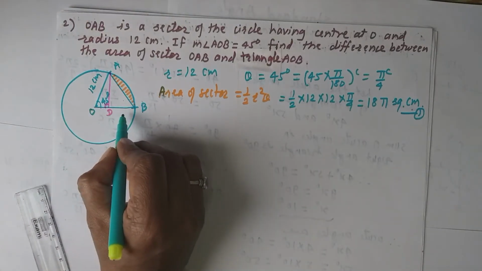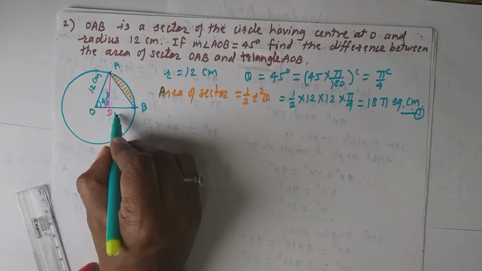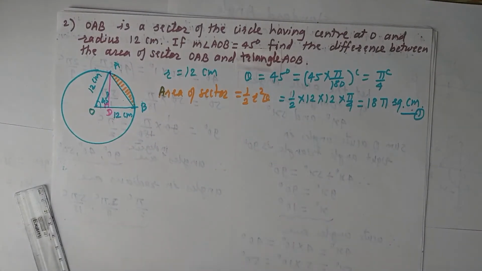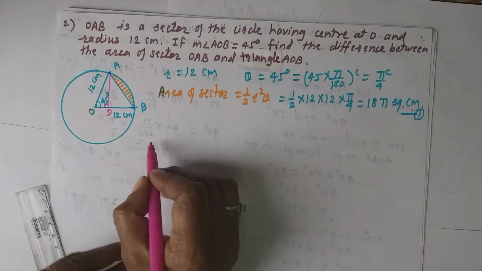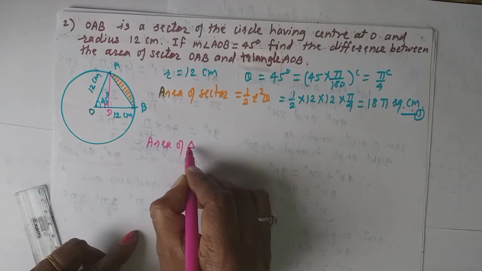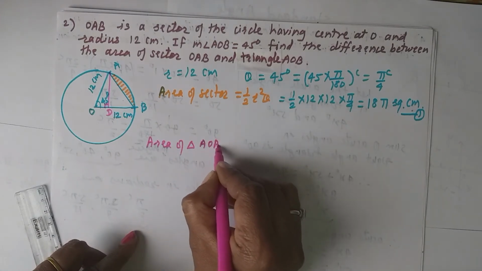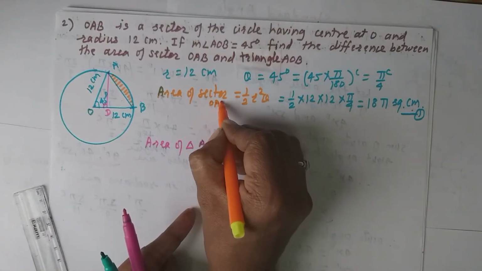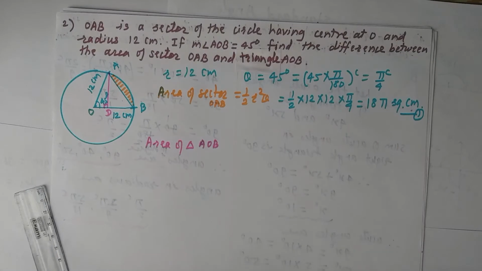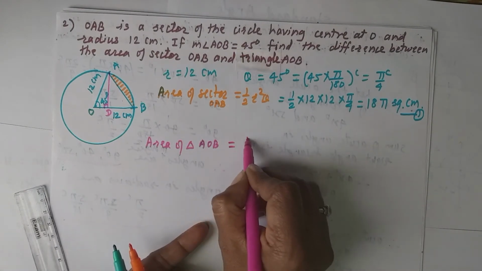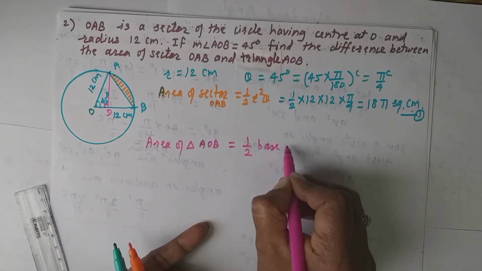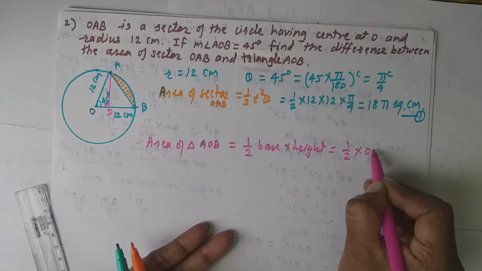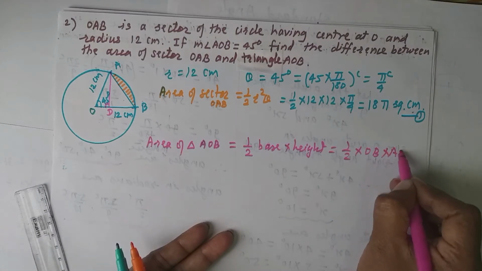Here OB is the base, that is the radius, 12 centimeter, and the height is AD. Here the area of triangle AOB will be what? Here, write down the area of sector OAB. Now the area of the triangle is half, base into height. What is the base here? Base is OB and height is AD.